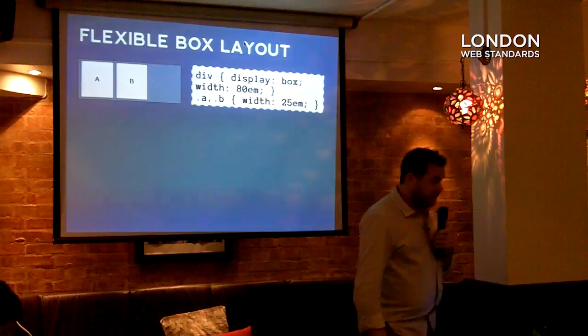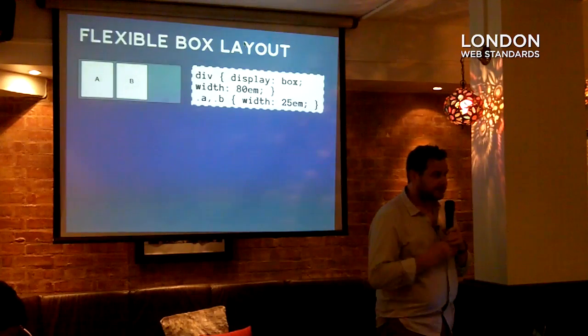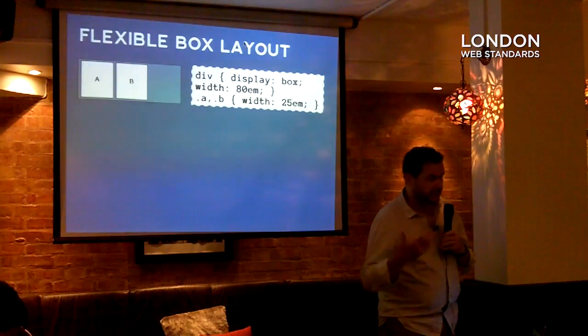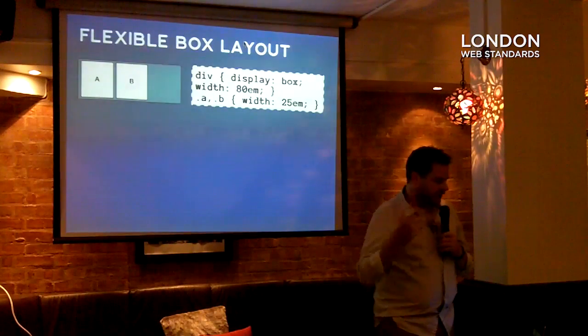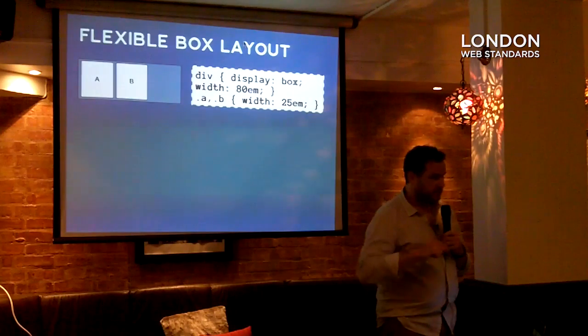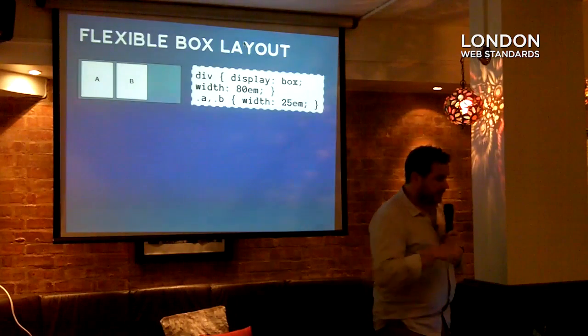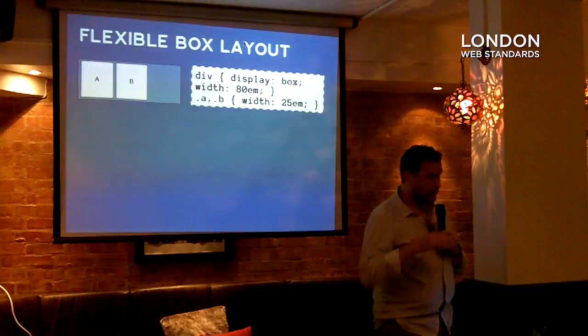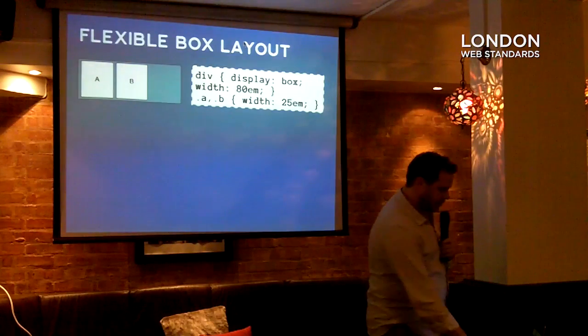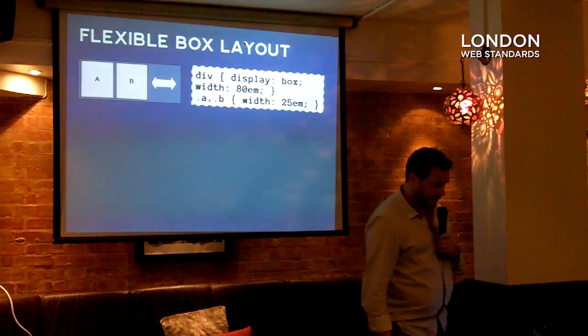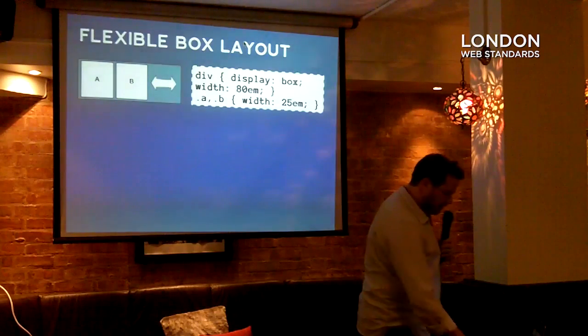Next is the flexible box layout. The flexible box layout, well, it does basically what it sounds like it does. If you have a parent element with a width set on it, and then you have child elements with width set on those, and you tell it to display as a box, the child elements will by default go horizontally into the parent, but then you'll end up with this empty space here. You don't want the empty space here.